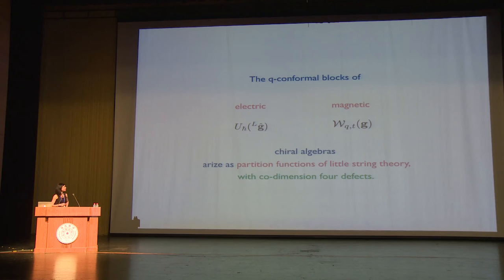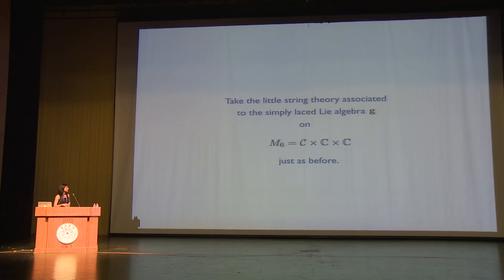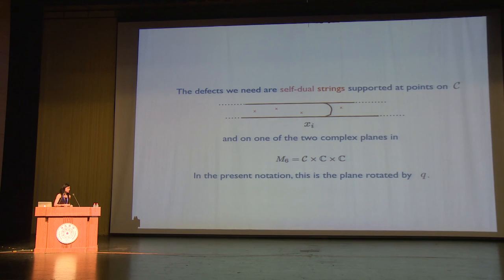Now, the Q conformal blocks of the electric and magnetic deformed chiral algebras arise as partition functions of little string theory with codimension 4 defects. The little string associated to a simply laced Lie algebra G, we'll take it on C, on the same background we had before. And the defects we need now are self-dual strings supported at points on the Riemann surface, and now on one of the two complex planes in R4.